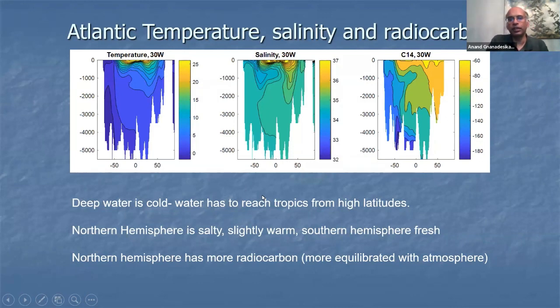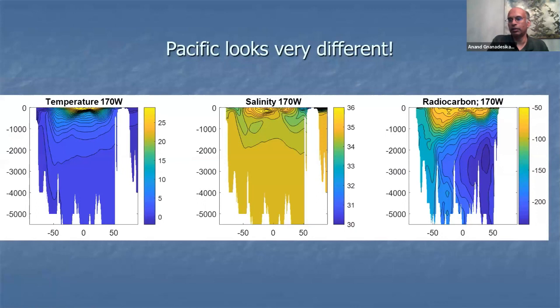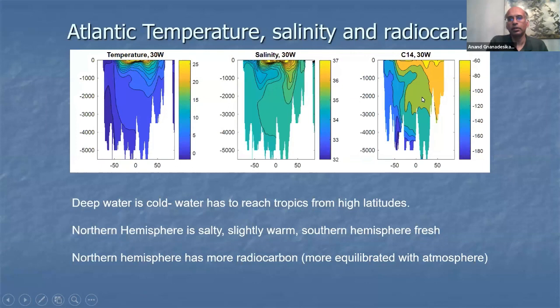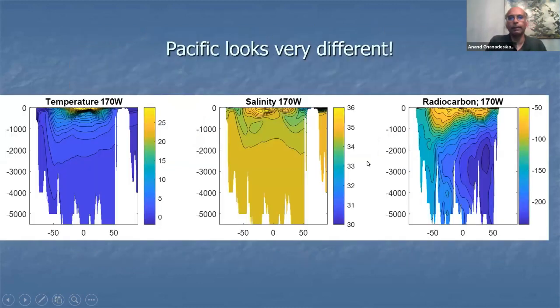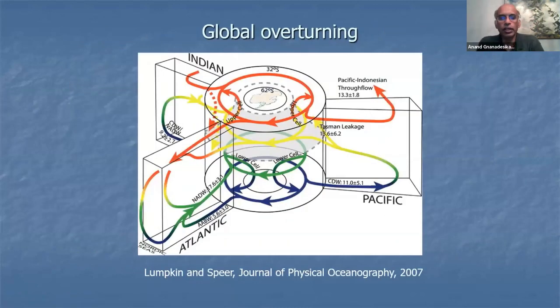If we look at the Pacific, the picture is very different. I flip back and forth between them, particularly if you look at radiocarbon. What you see is that the oldest water is in the north and the youngest water is in the south, whereas in the Atlantic, the youngest water is in the north and the oldest water is in the south.